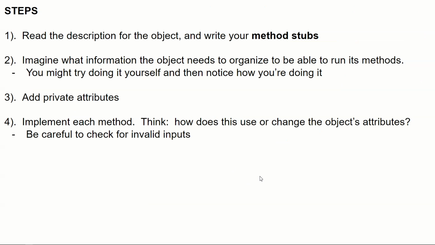So here's all the steps that I've said out loud so far. Read the description, write method stubs. Imagine, what variables do you need? How are you going to organize the information so the thing does what it needs to do? Add your private variables and then implement the methods.